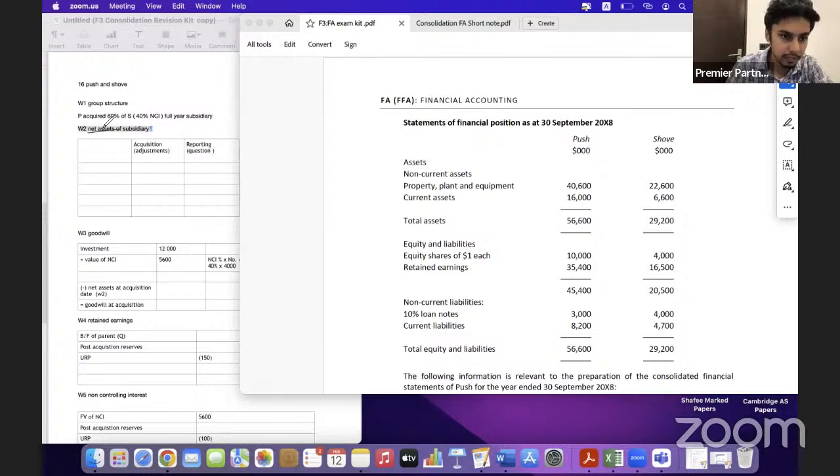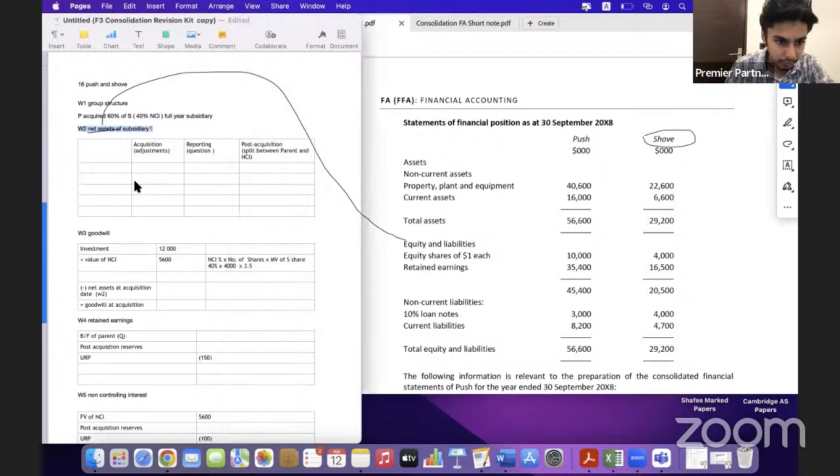Think of it this way. Net asset means what, guys? Net asset means equity. Equity of whom? Subsidiary. So the subsidiary is this person. Now look at this one. The equity has 2 parts. So what are the 2 parts? One is equity shares. The other one is retained earnings.